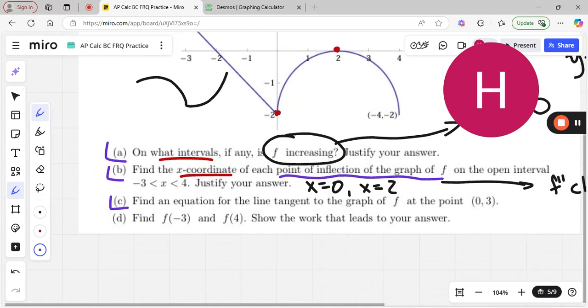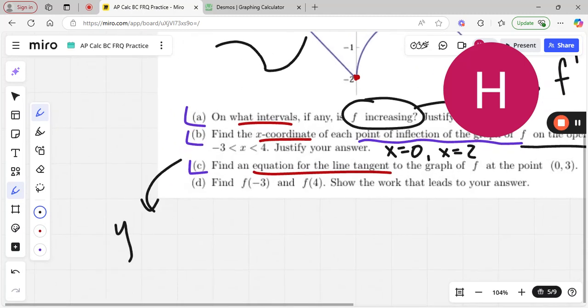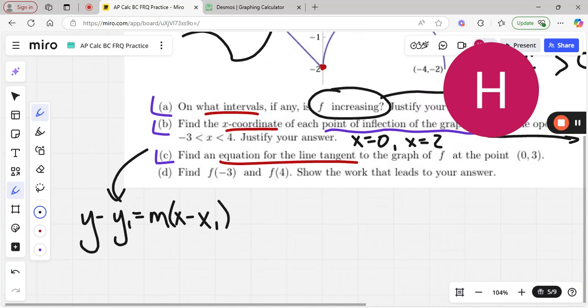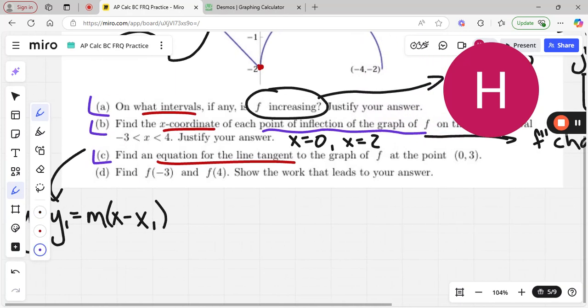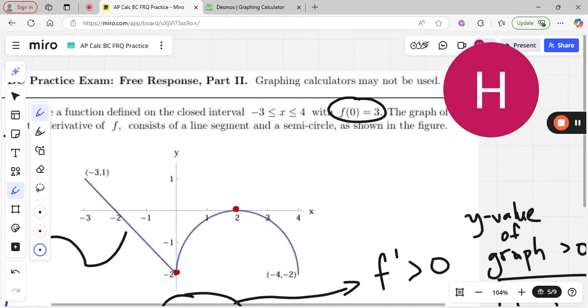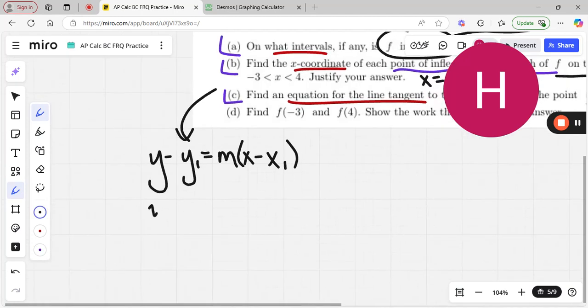Part C is fairly straightforward. Find an equation for the line tangent. So you need to be able to do the equation of a tangent line. Every time you see equation of tangent line, I want you writing this down: y minus y value equals m times x minus x value. Or if they give you the equation of the normal line as well. And they very graciously gave us the x value and the y value. So they're referring to that specific location, the specific location that they gave us as an initial condition, f of 0 equals 3. So we're going to have y minus 3 equals m times x minus 0.